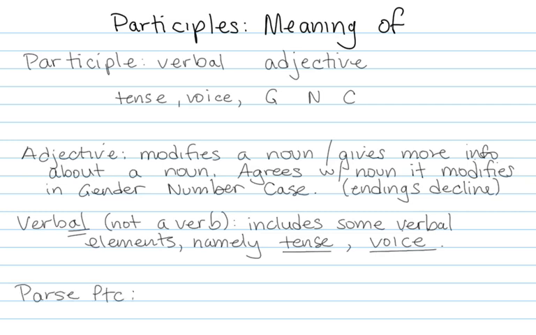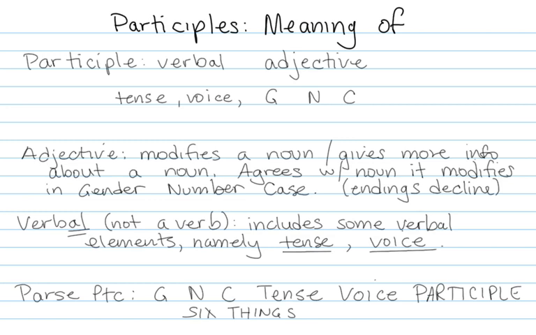So if I ask you to parse a participle, start with the adjective part. Give us 6 things total. So the adjective part, give us the gender, number, and case. And then the verbal parts give us the tense and voice. And then the 6th and last thing you should say is simply write down the word participle. So gender, number, case, tense, voice, participle.